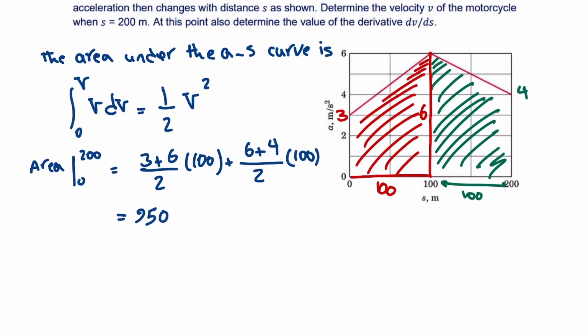Which means 1/2 v squared equals 950. Just a quick reminder, this is the area under the curve. We calculated the area under the curve, which is 950, and we want to find the velocity. So if you do the math, you will find velocity here is 43.6 meters per second.